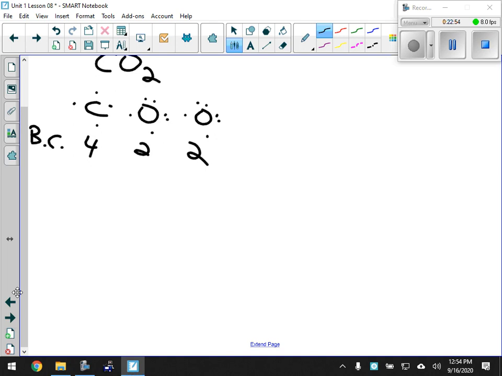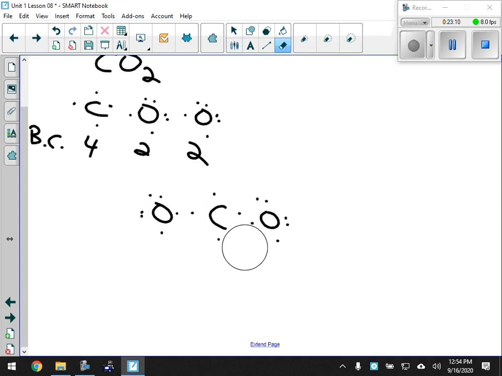Now, I put carbon in the middle, and if that's going to be my central atom, I'd probably want to put an O on one side and an O on the other side, like so. That's a little bit messy, so let me see if I can fix that. Now, I didn't count up electrons. I'll do that in a second. I didn't follow the rules, but I'm just going to start here.